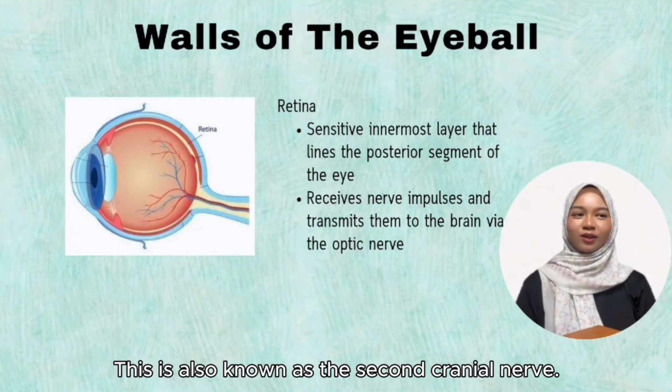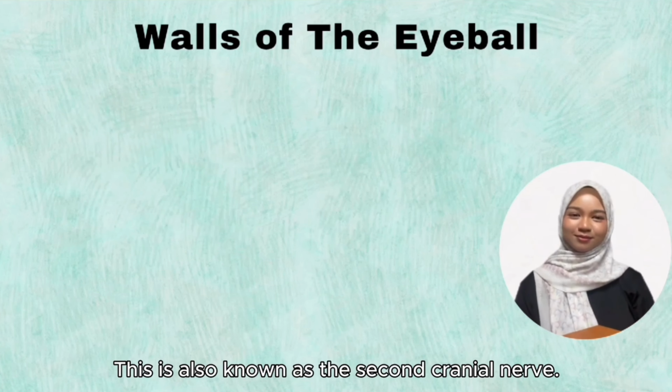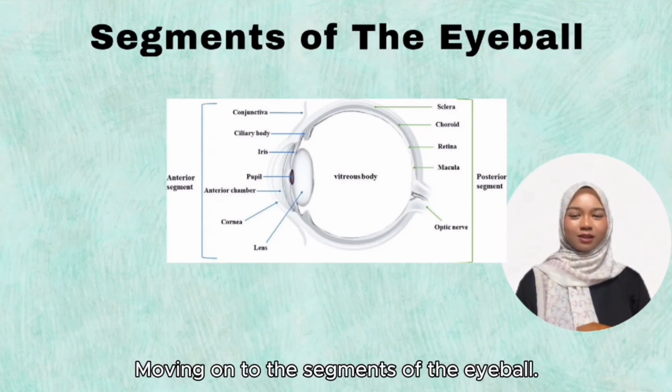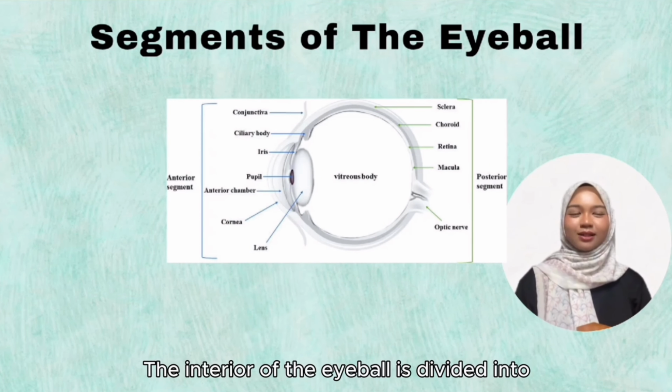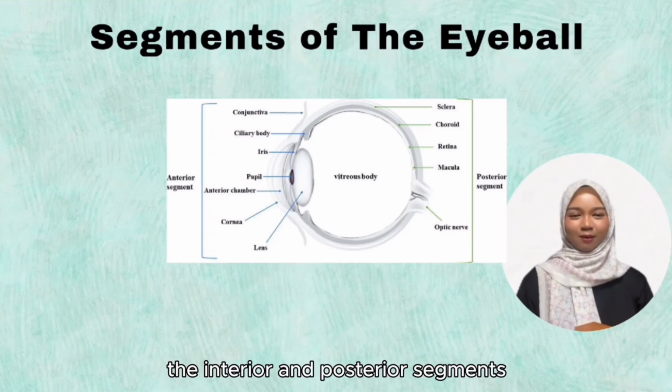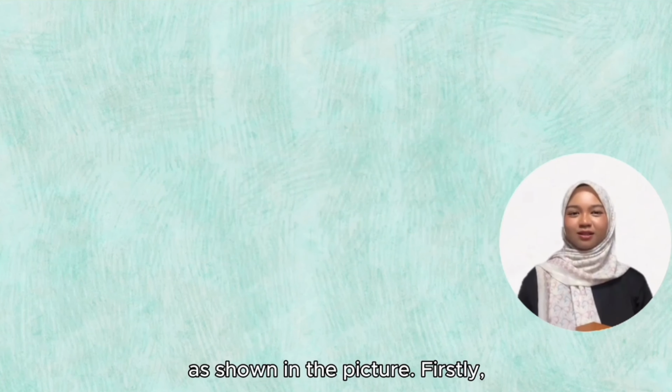This is also known as the second cranial nerve. Moving on to the segments of the eyeball. The interior of the eyeball is divided into the anterior and posterior segments as shown in the picture.